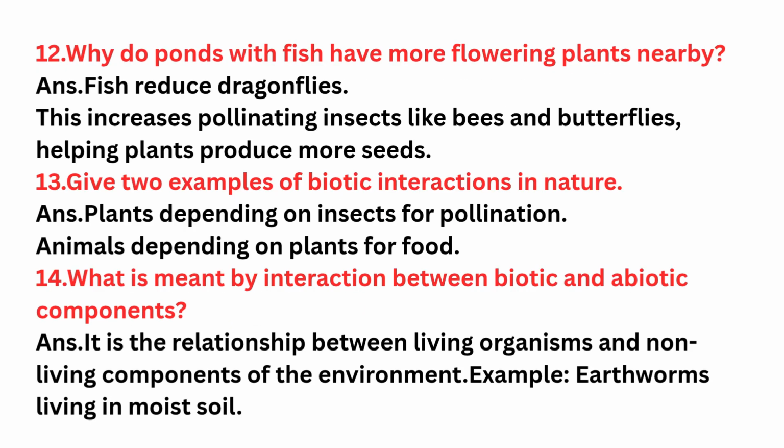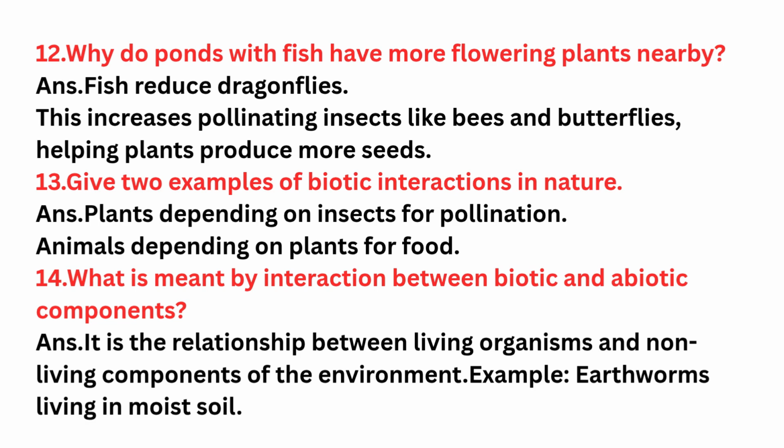Question number 12. Why do ponds with fish have more flowering plants nearby? Answer: Fish reduce dragonflies. This increases pollinating insects like bees and butterflies, helping plants produce more seeds. Question number 13. Give 2 examples of biotic interactions in nature. Answer: Plants depending on insects for pollination, animals depending on plants for food.